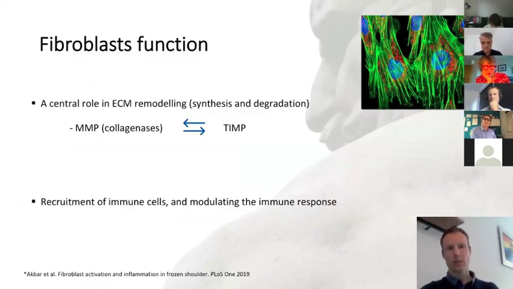Fibroblasts are quite unique cells. In a normal shoulder, they're latent or dormant, and they're responsible for the extracellular matrix remodeling, synthesis and degradation of collagen proteins. But they can also become activated, and then they've got a role in the recruitment of immune cells, and they can modulate our immune response.